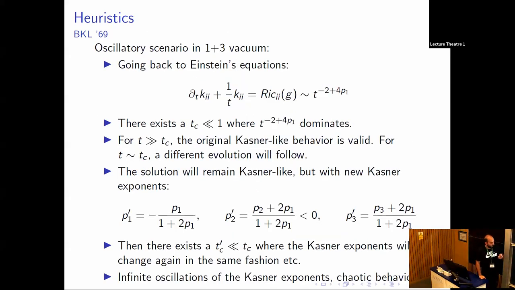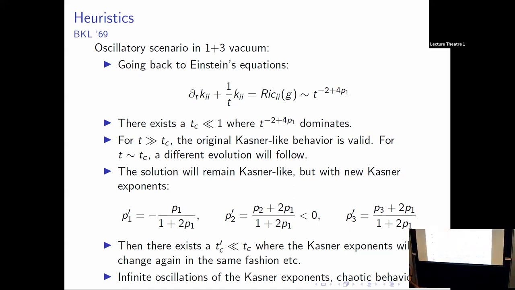Okay. All right. But then they revisited. So we're still in the heuristics of BKL. They revisited their earlier work and tried to figure out what is the more complicated singularity that will occur. Okay, and they did the following. Let me try to present roughly their argument.